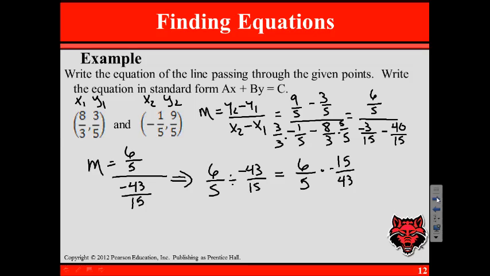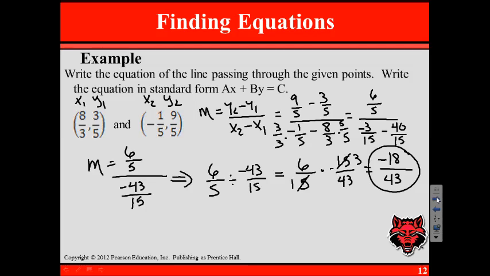Now at this point, we try to simplify somewhat. 5 divides 5 once, 5 divides 15 3 times. 43 is prime, so 43 and 6 and 43 and 3 have no common factors. We multiply what's left. 6 times negative 3 is negative 18 over 1 times 43 is 43. So our slope, albeit horrible, is negative 18 over 43.